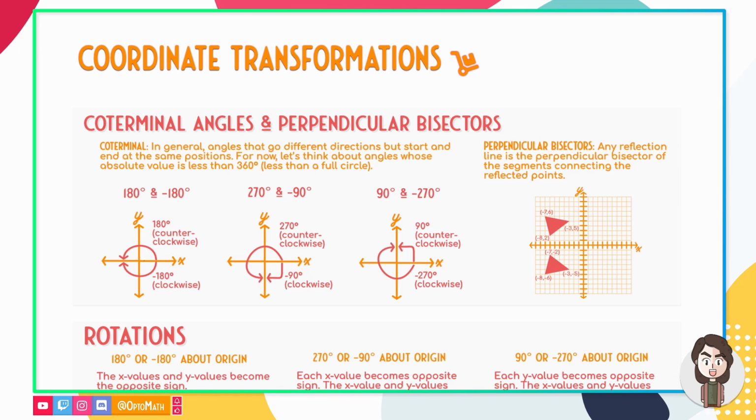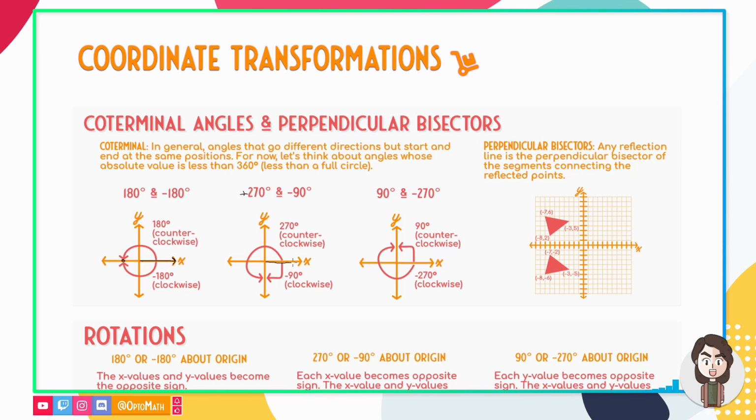If they both start at this positive x-axis here, and they both end at this negative x-axis, like this point over here, they're still going the same distance, but they're just different directions. So we could argue that a rotation of this amount could be either of these. Next, we have 270 and negative 90. Again, a positive degree is the same thing as going counterclockwise, and a negative degree is the same thing as going clockwise. So that's what we see here.